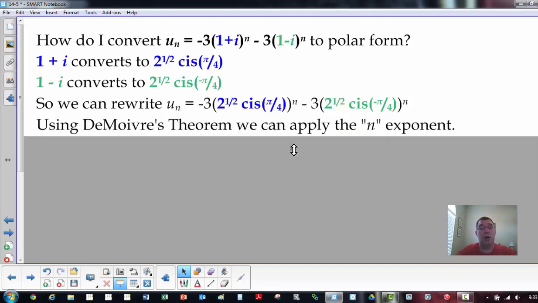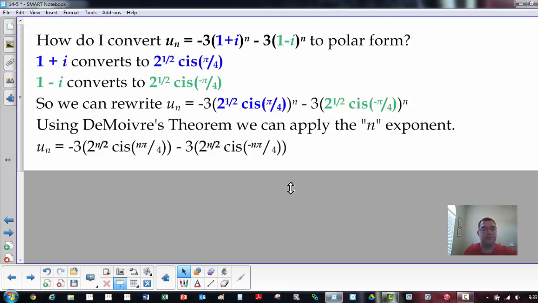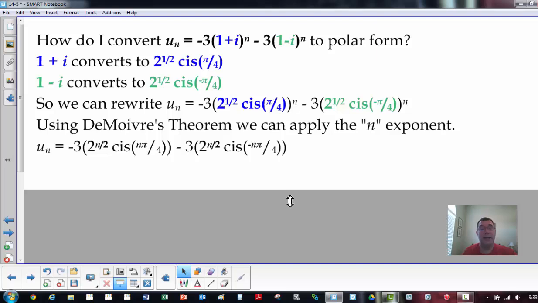Okay, now you need to remember de Moivre's theorem as well so that we can apply this n exponent. Okay, and if you remember, what happens is the magnitude or the r value here gets raised to the n, and then the angle gets multiplied by that n in each case. So my nth term is negative 3 times 2 to the n over 2 cis n pi over 4 minus 3 times 2 to the n over 2 cis negative n pi over 4. So that's where we are right now. It's still a little messy, so we do need to clean that up.